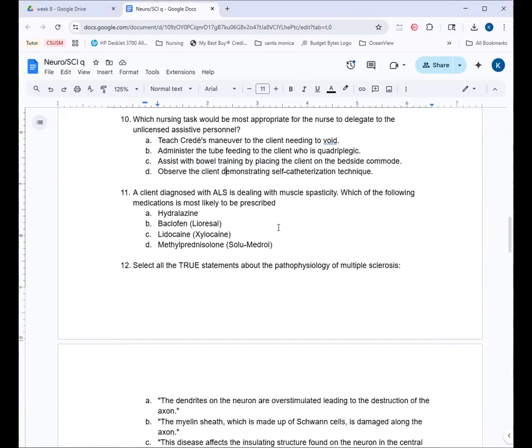We're almost done with this one and we're still making good time, so we'll be able to do week 7 as well. Number 11, a client diagnosed with ALS is dealing with muscle spasticity. Which of the following meds is most likely to be prescribed?